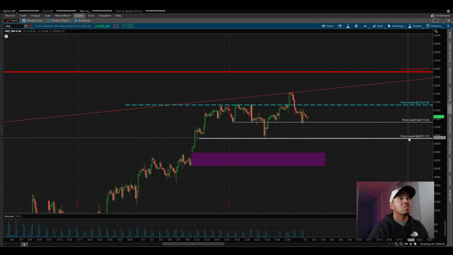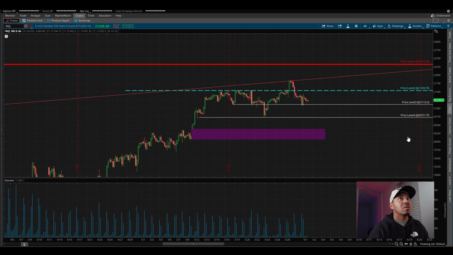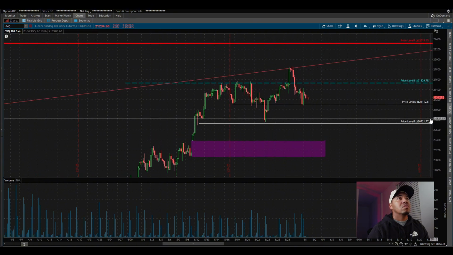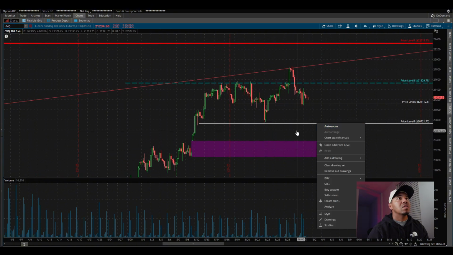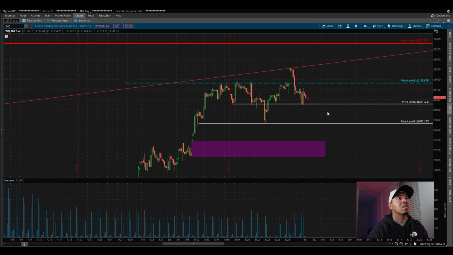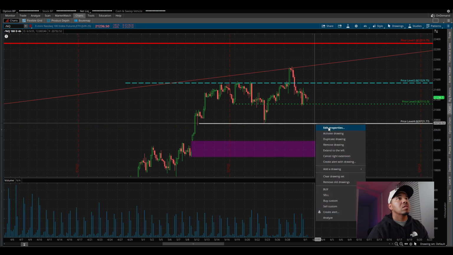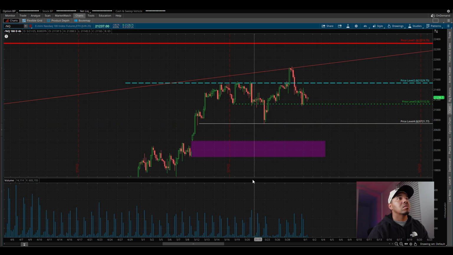And then I usually would mark these levels down. I would use those. These will be my support. And I usually do my supports in green. And then we'll do the thin one there, and then the thick one.